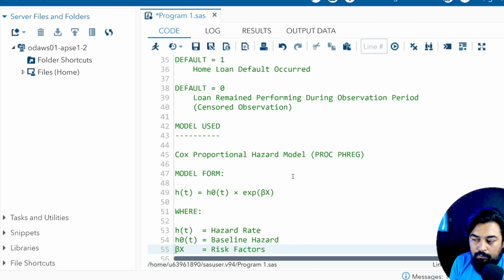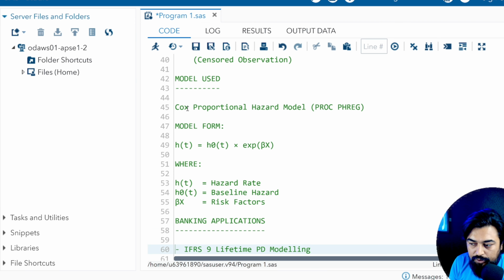Okay. Now the model which we are going to use is the Cox Proportional Hazard Model, and for that we use this particular procedure in SAS. So just remember this. Then the model form, like what is the equation we would be using? We would be using this equation: h(t) equals h0(t) multiplied by the exponential of beta times X.